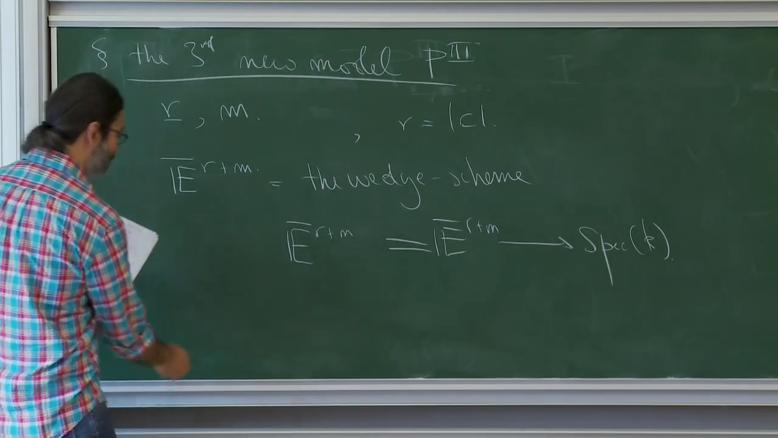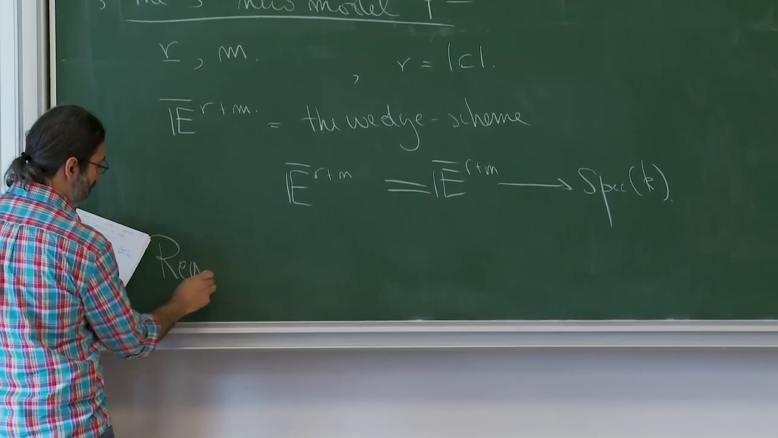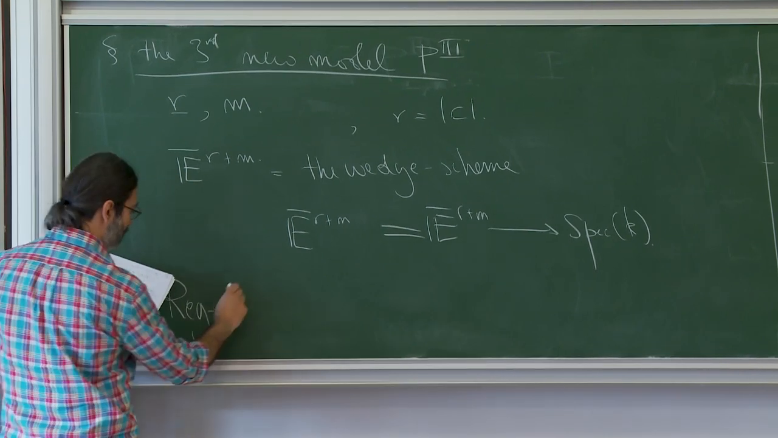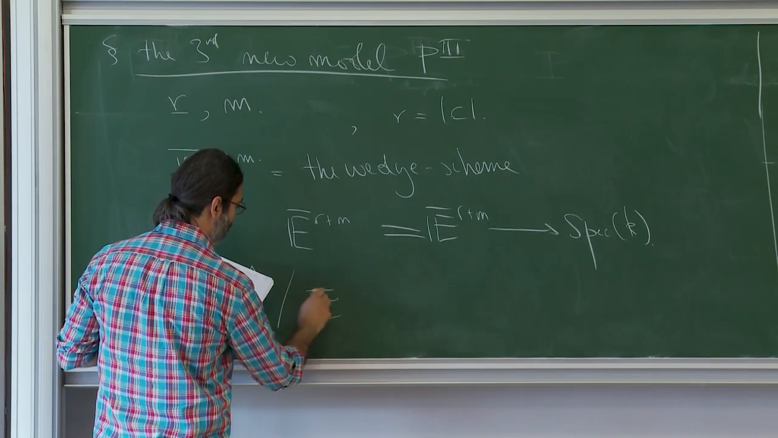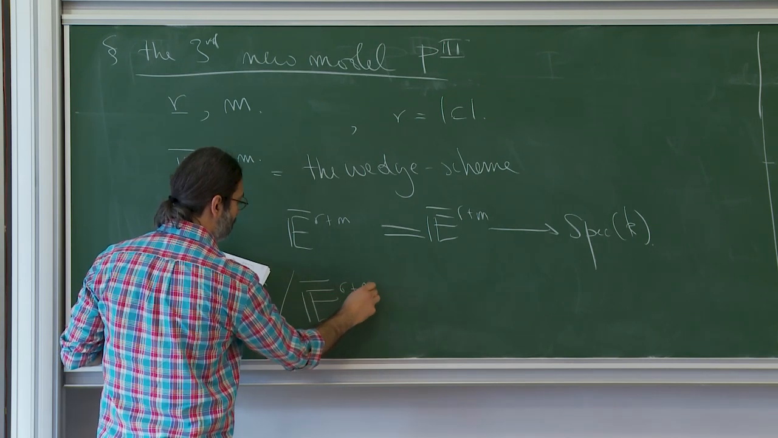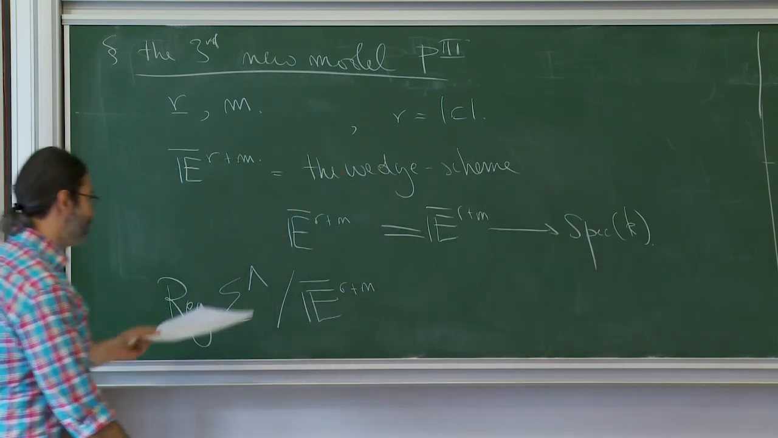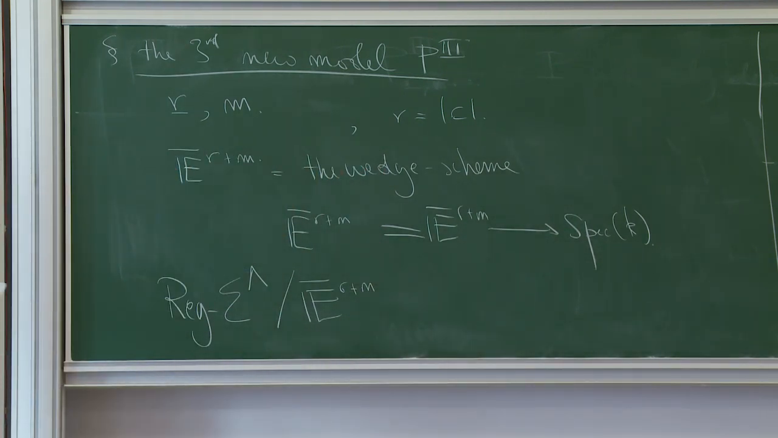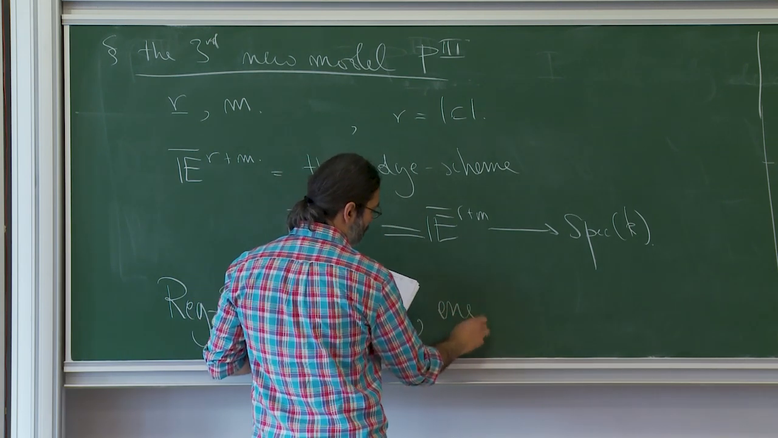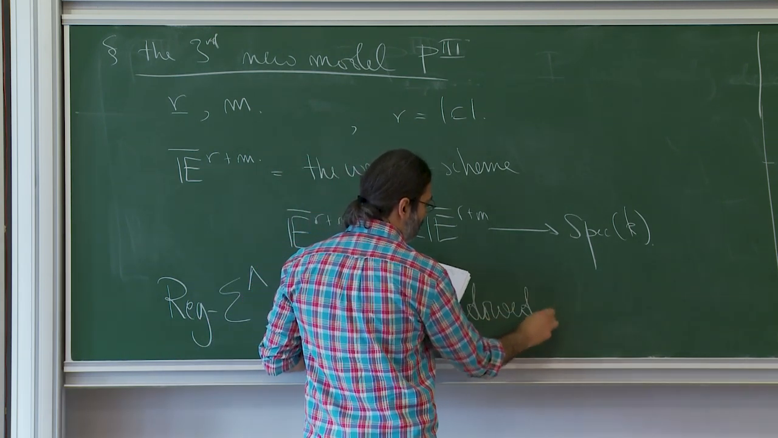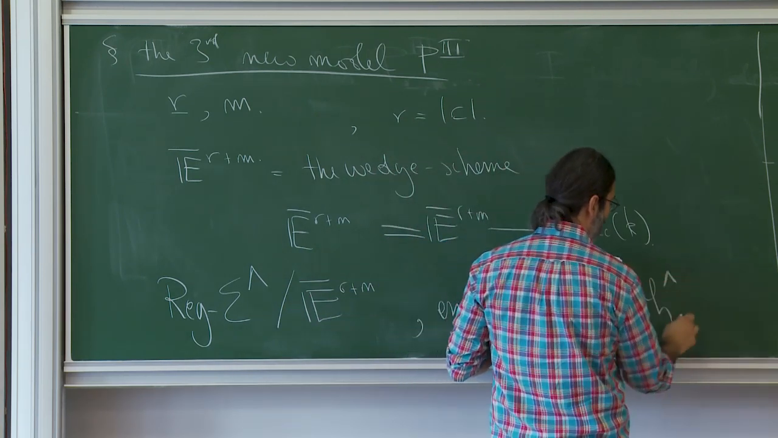And I also consider the category of regularly stratified wedge schemes over this guy. Okay, so it's a diagram of this shape and maps like this, respecting the stratification. And this will be endowed with the H wedge topology.